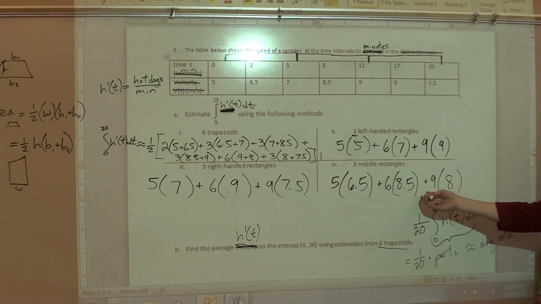So these would be the total number of hot dogs consumed over those whole 20 minutes. This would be the average rate that we consumed them at, in hot dogs per minute.